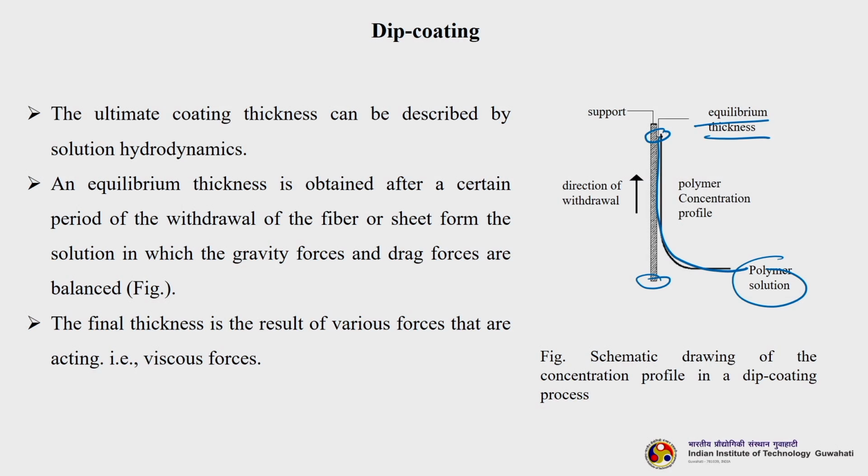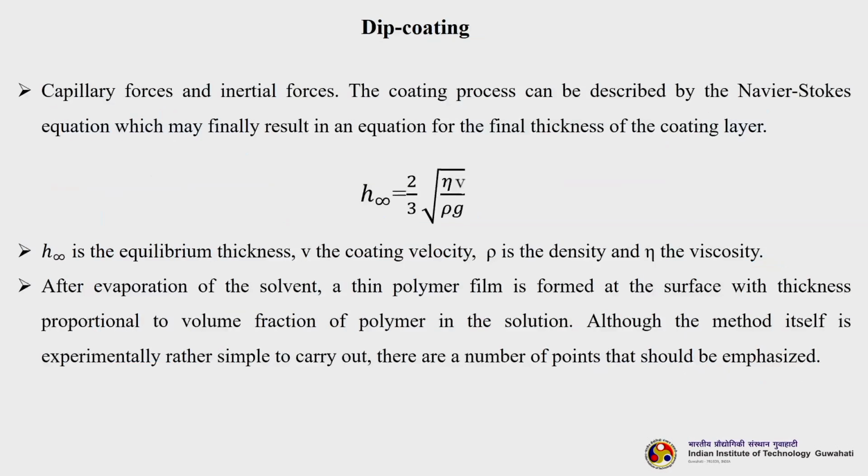The final thickness is the result of various forces that are acting: viscous forces, capillary forces and inertial forces, okay. It is not only the viscous forces, but the capillary and inertial forces also play an important role. The coating process can be described by the Navier-Stokes equation, which finally results in an equation for the final thickness of the coating layer. You can see this equation, H infinity is 2 by 3, eta V by rho g, under root. H infinity is the equilibrium thickness, V is the coating velocity, rho is the density, and eta is the viscosity. After evaporation of the solvent, a thin polymer film is formed at the surface with thickness proportional to the volume fraction of polymer in the solution.